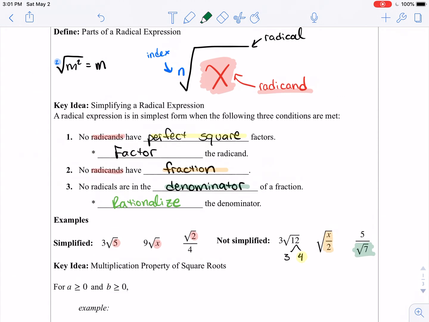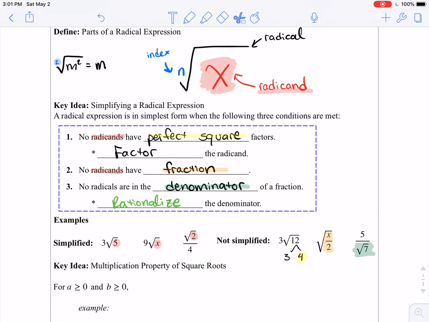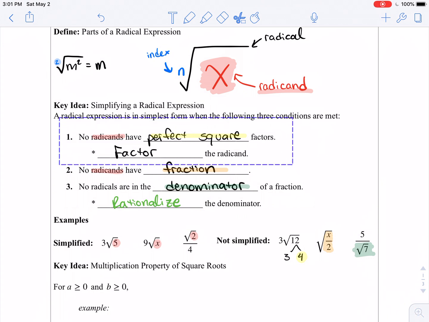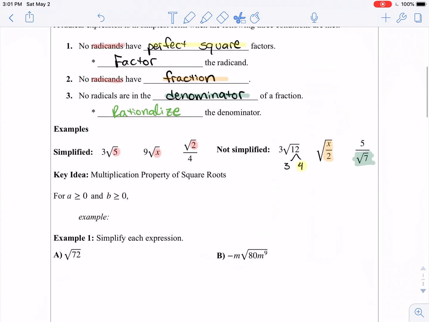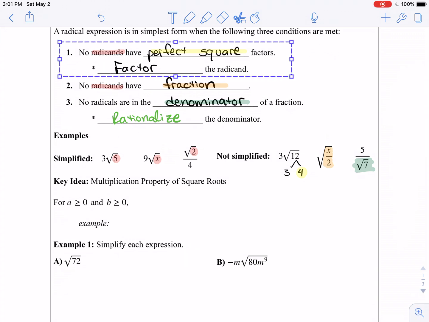Now our goal today is to get all of our radical expressions simplified. They all fit these descriptions. So what we're going to do is look at 3 ideas that will help us simplify. Basically, we're going to look at the perfect squares and how to find them and get them out from under our radicals. And then we'll look at when we have fractions and how we can get radicands out of a fraction. And then finally, we'll look at when we have a radical in a denominator of a fraction, and we will rationalize that denominator. So let's start out with finding our perfect square factors.